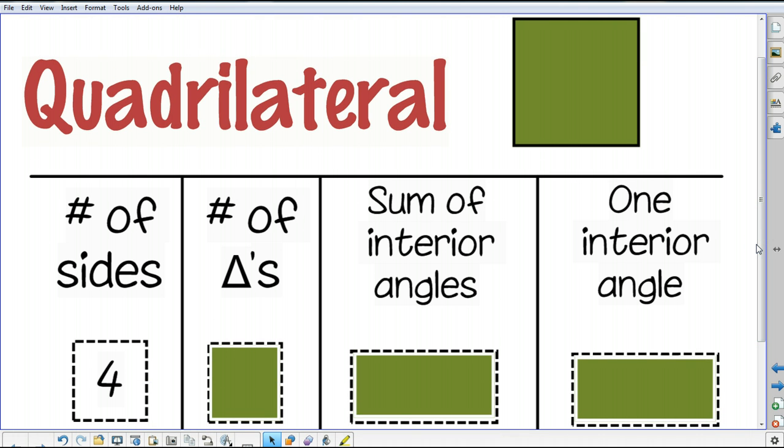A square is a special quadrilateral. I'm talking about anything with 4 sides. Anything with 4 sides is called a quadrilateral. Quad means 4. So it's got 4 sides.